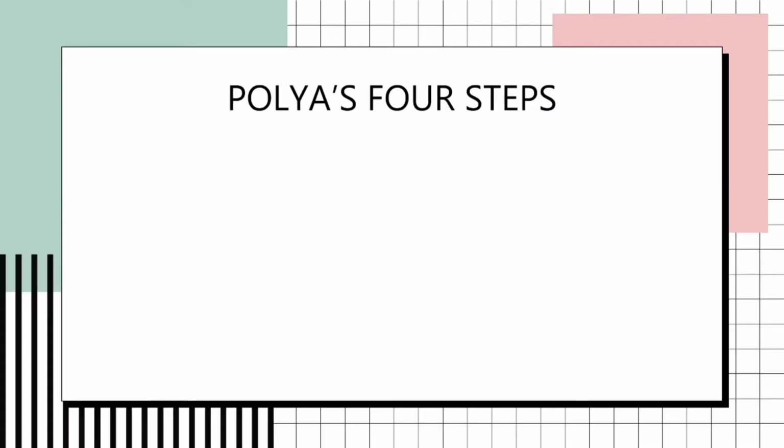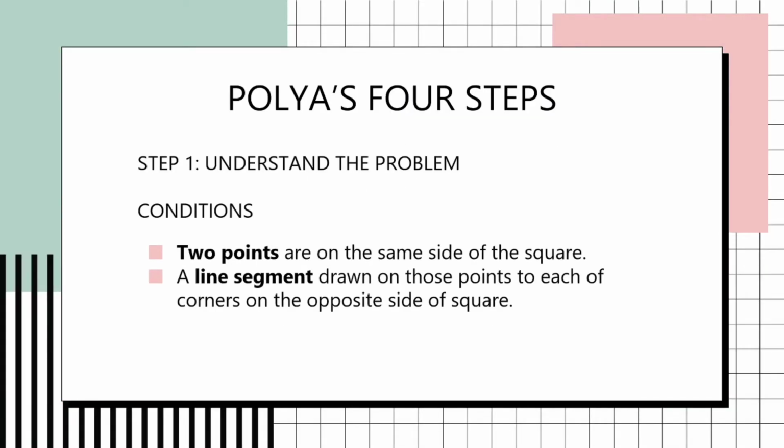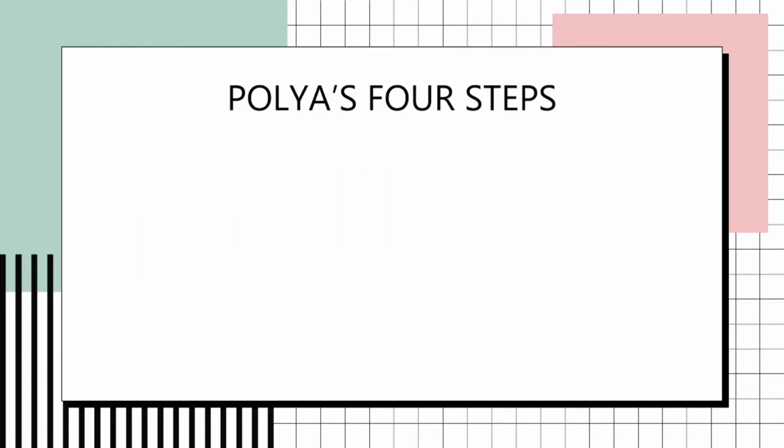Using Polya's 4 steps, Step 1: Understand the problem. There are some conditions that we need to satisfy. First, 2 points are on the same side of the square. Second, a line segment is drawn from those points to each of the corners on the opposite side of the square.